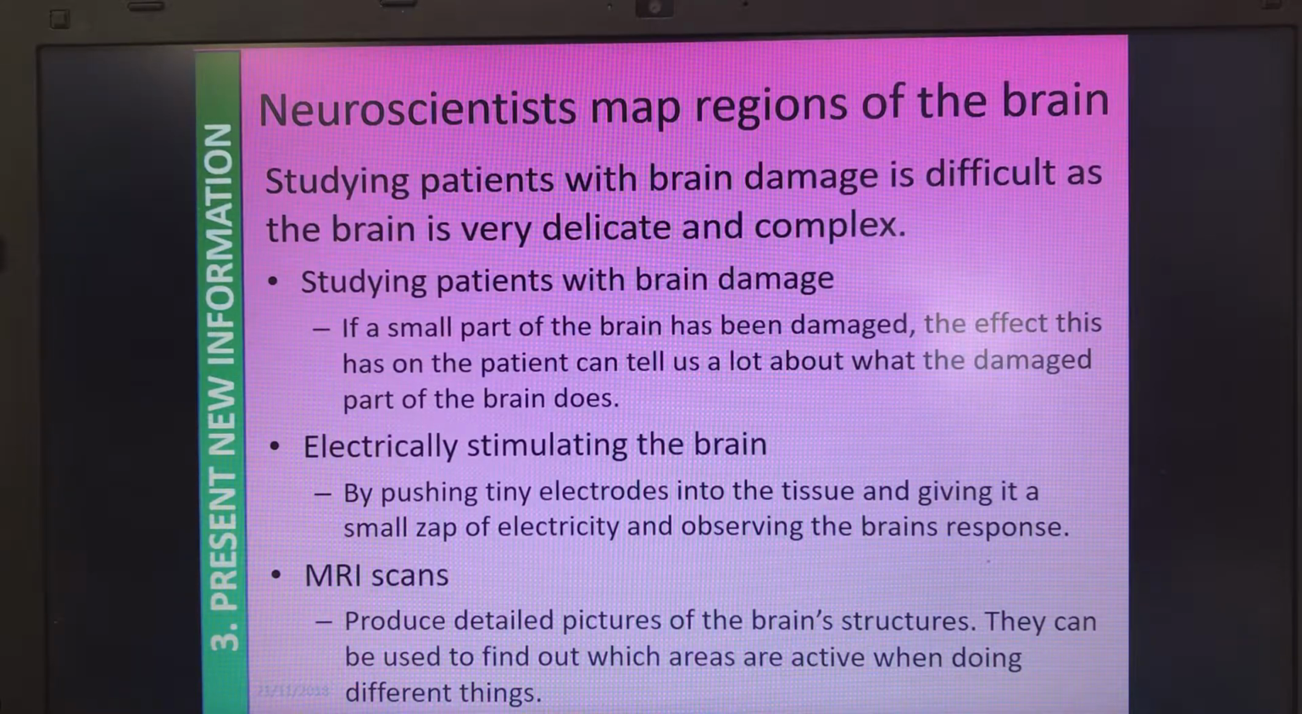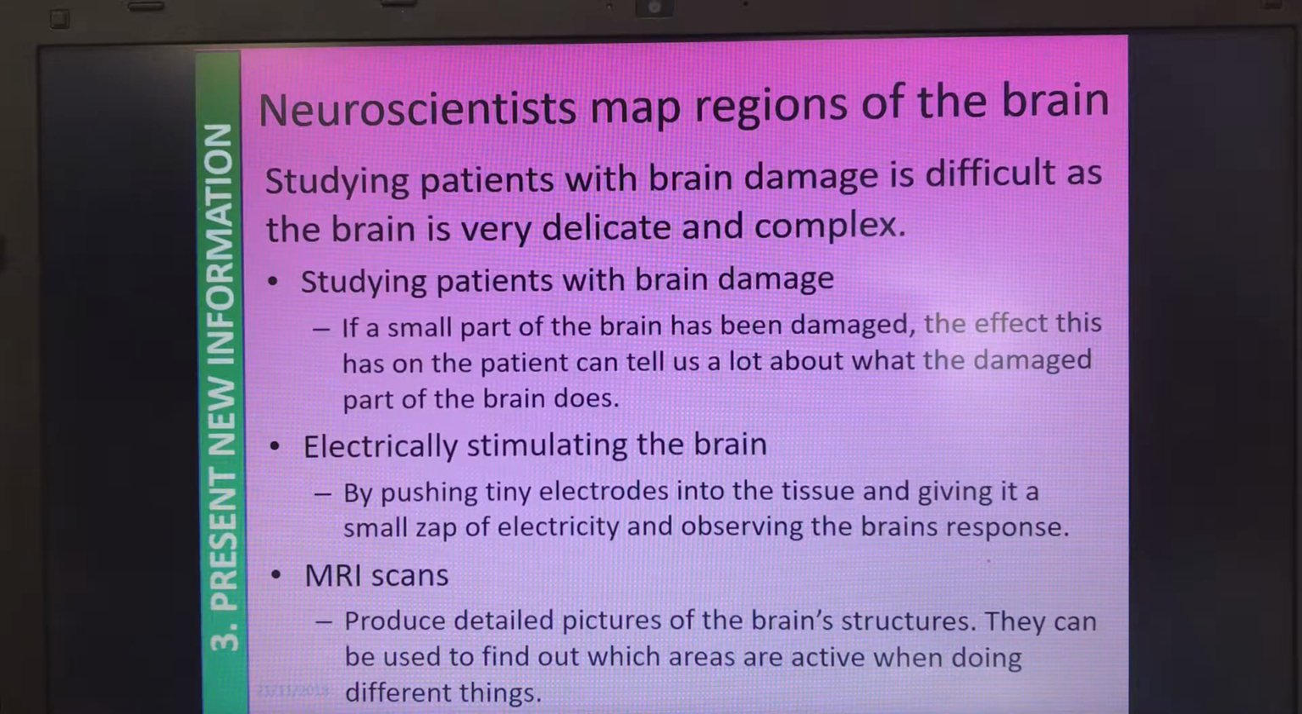So if there is a brain that's been damaged, then we can look at the part that's been damaged, maybe by using an MRI scan or through investigation in a surgery, and we can see how that damage has changed the person. So what kind of physical differences can we see in that person that give us an indication of what that part of the brain does.